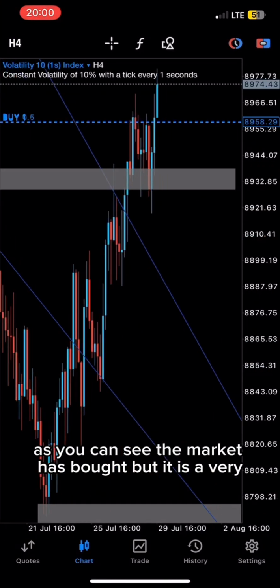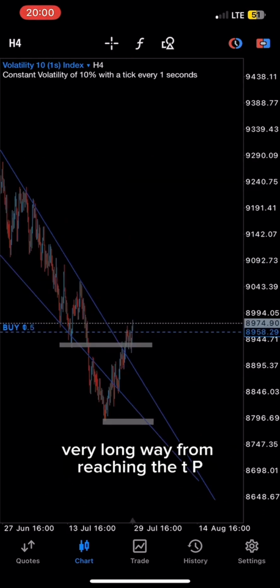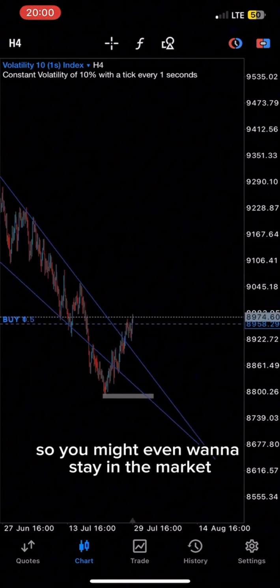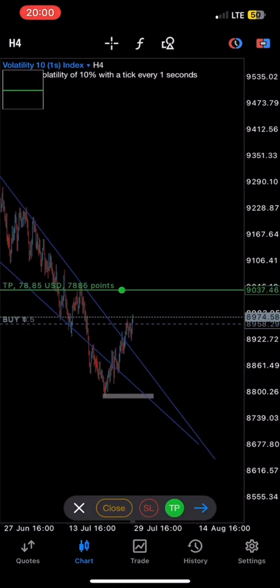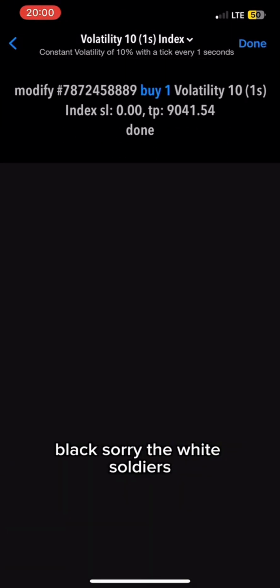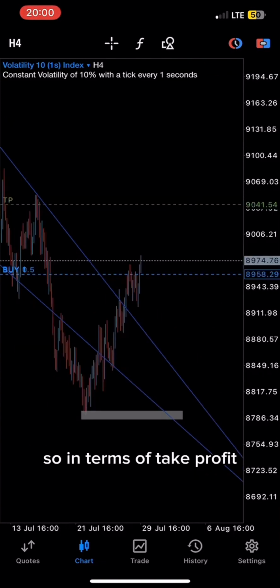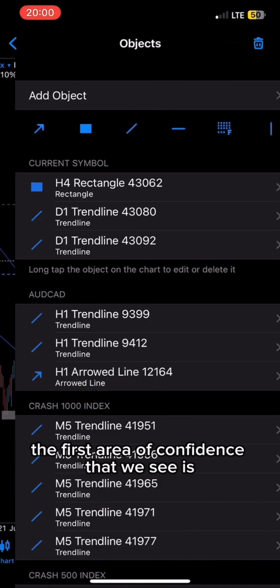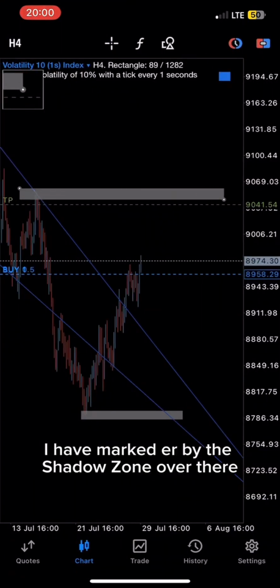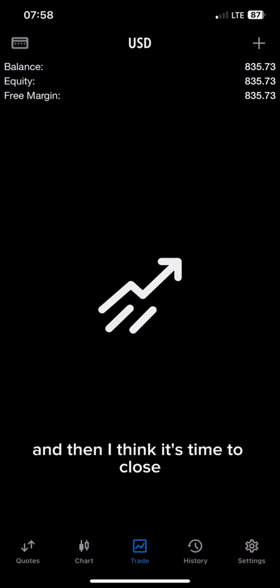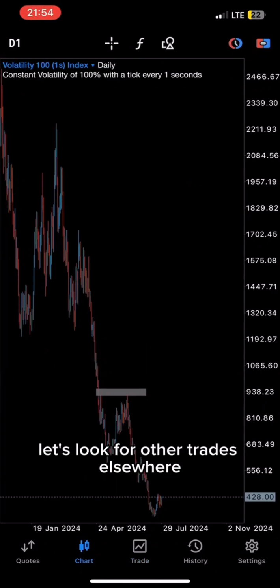As you can see, the market has bought, but it is a very, very long way from reaching the TP. So you might even want to stay in the market because these are the first three white soldiers. After the white soldiers, the market continues going up. As you can see, those are the white soldiers. In terms of take profit, we always put it at the first area of confluence that we see, as I have marked by the shadow zone over there. And then I think it's time to close.